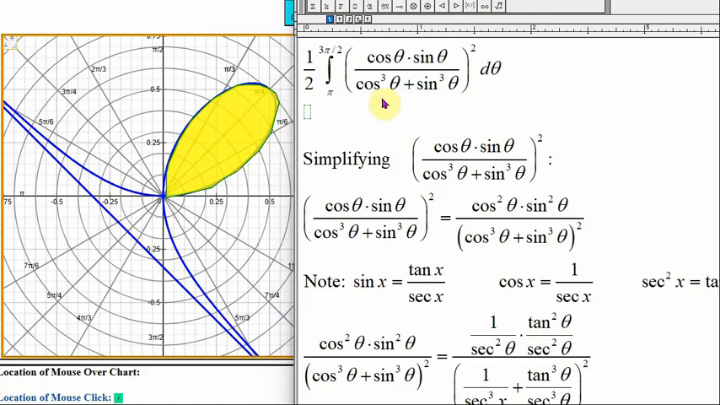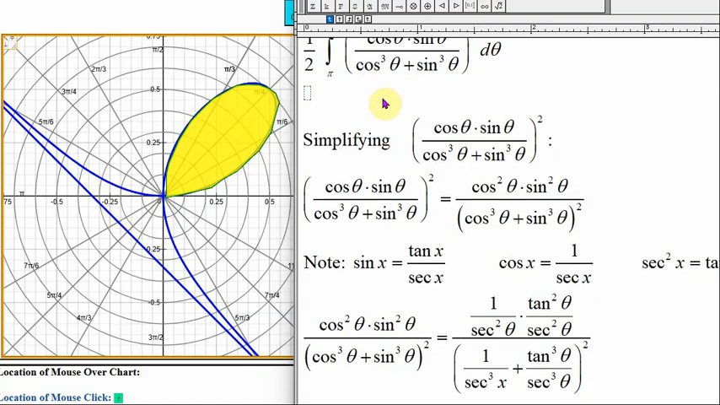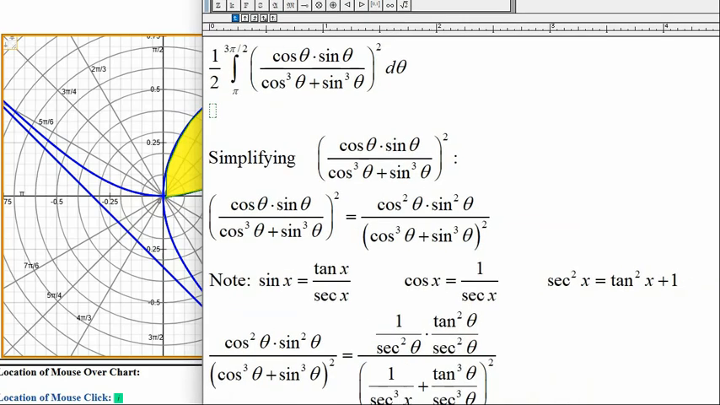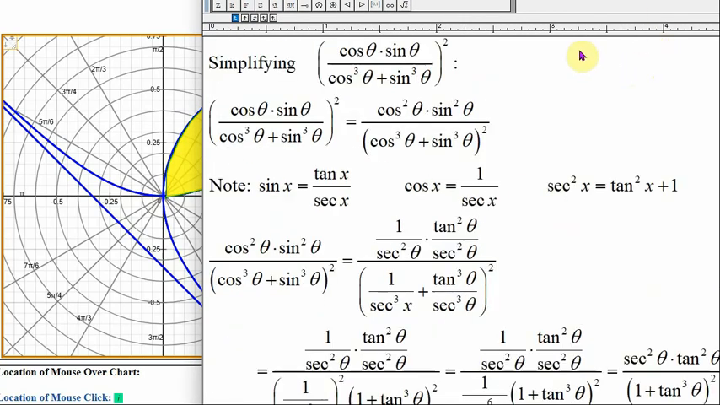Now let's find this integral. First, I'm going to simplify this. This expression is the same as cosine squared of theta sine squared of theta, and the bottom here is squared. Note that sine of x is tangent of x over secant of x, cosine of x is 1 over secant of x, and secant squared is equal to tangent squared of x plus 1.